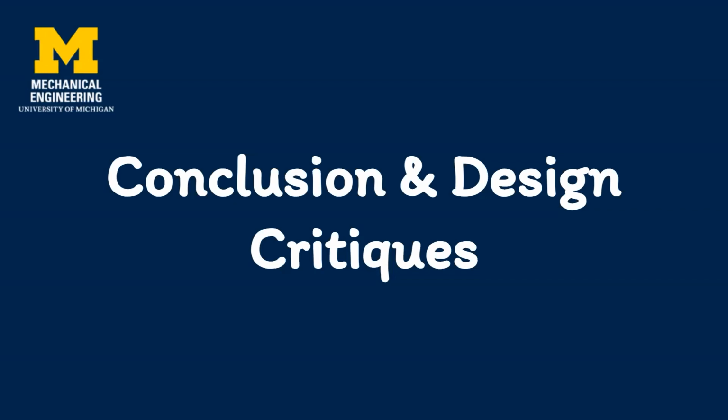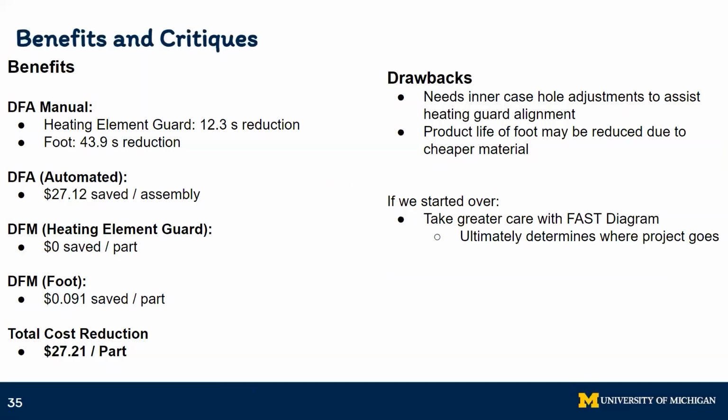Now our conclusions and design critiques. As you can see, the benefits: the DFA manual reduces 12.3 seconds for the heating element guard and 43.9 seconds for the foot. For DFA, we aim to save $27.12. For DFM, we have no improvements for the heating element guard, and for the foot, we aim to save about 9 cents per part. And the total cost reduction will be about $27.21.